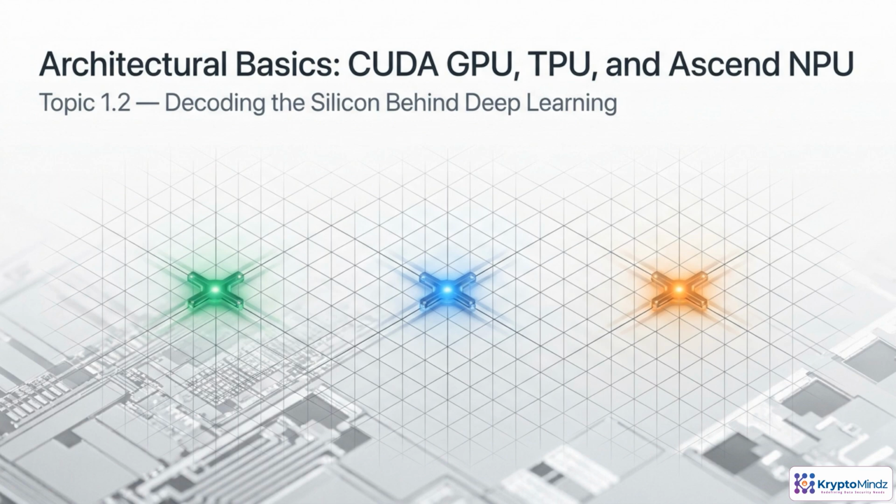Deep learning models all boil down to one thing: moving and multiplying huge tensors over and over. CUDA GPUs, Google TPUs, and Huawei Ascend NPUs attack that problem in very different ways. In this topic, we'll unpack those hardware ideas at a practical, intuition-first level, so you can see how each platform really delivers its performance.